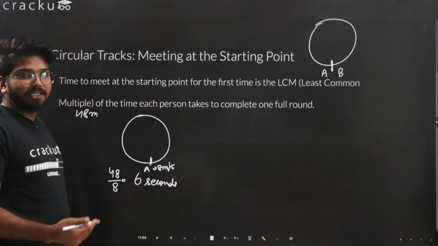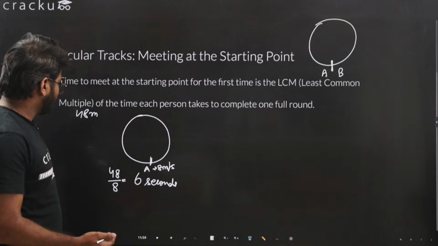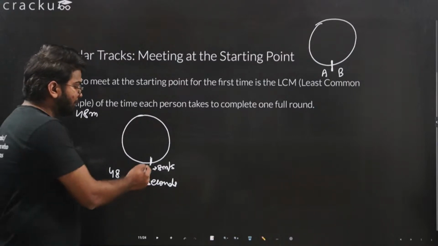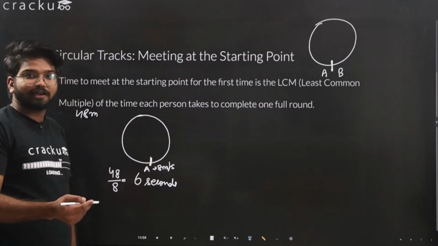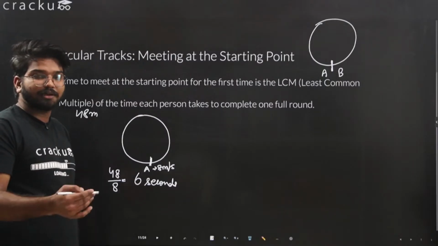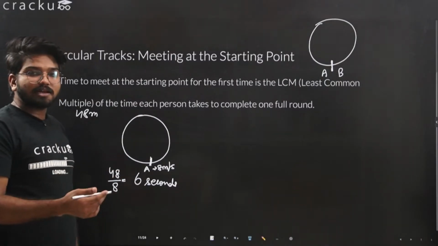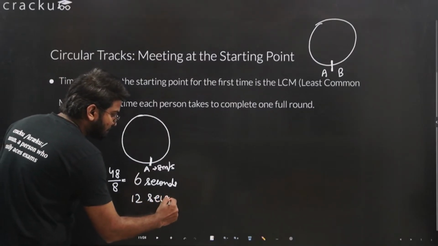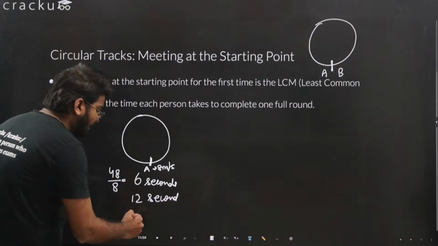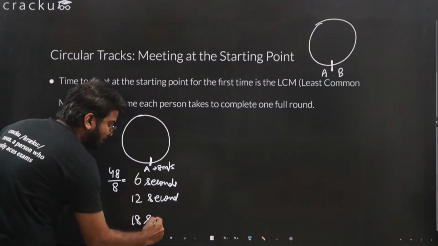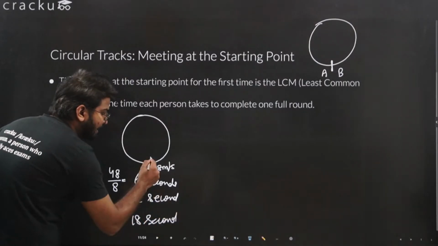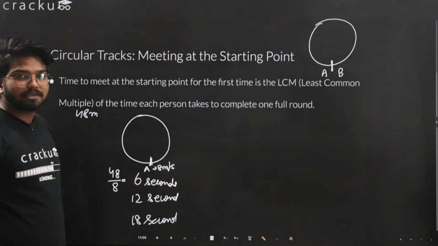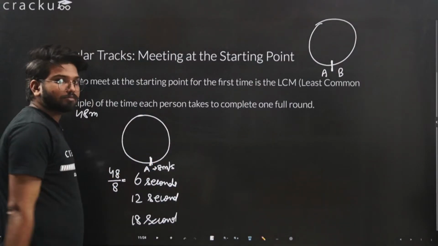A will reach the starting point at the 6th second. Again, if A continues, A will reach the starting point at the 12th second from the start. Again, A will reach the starting point at the 18th second. So this way, after every 6 seconds, A will be here.